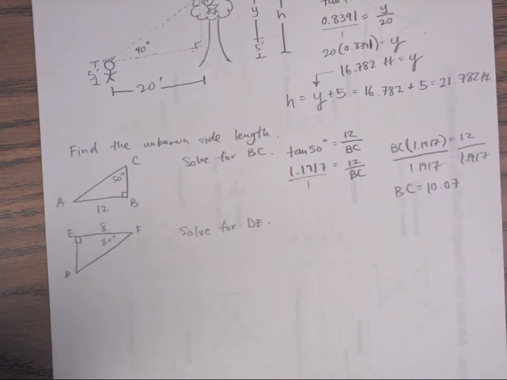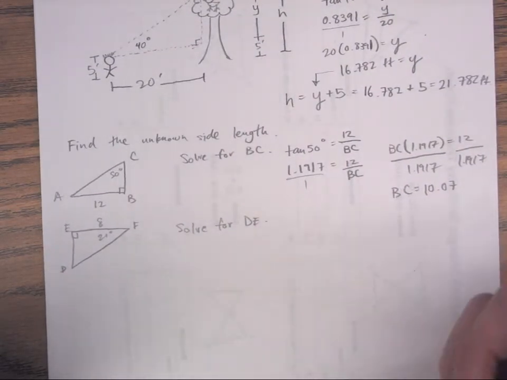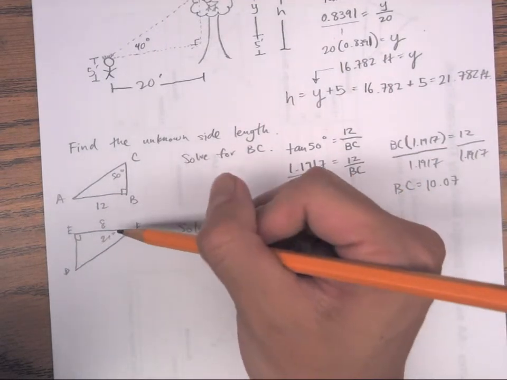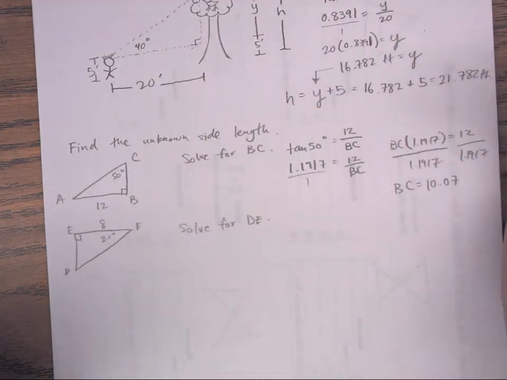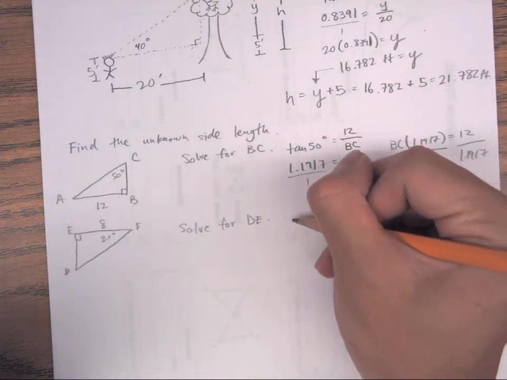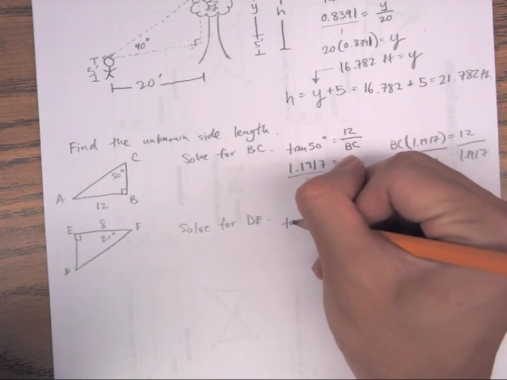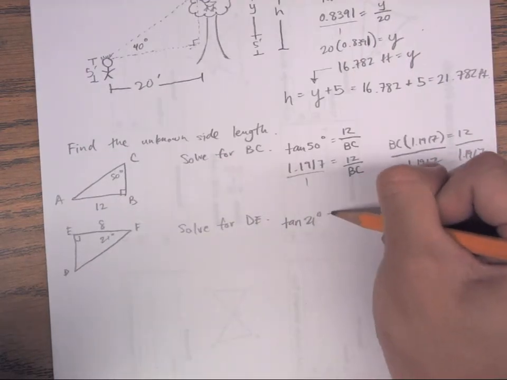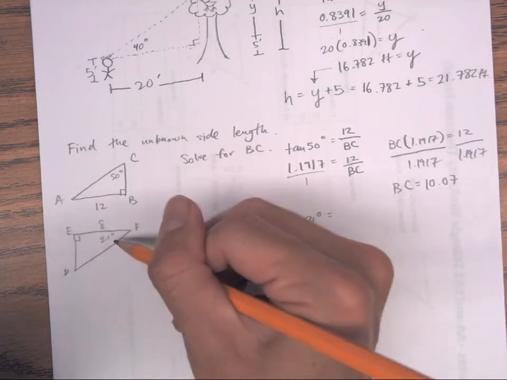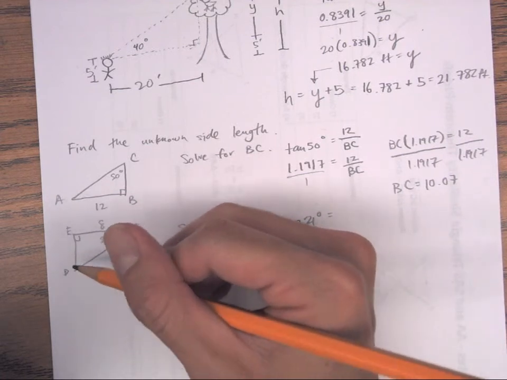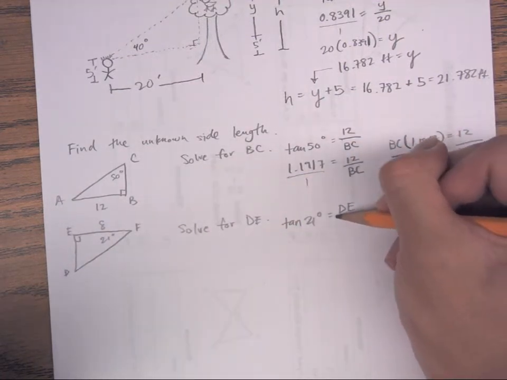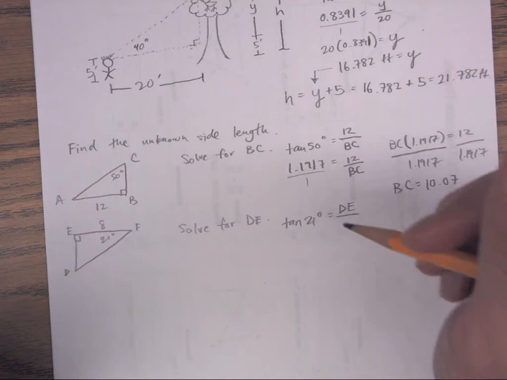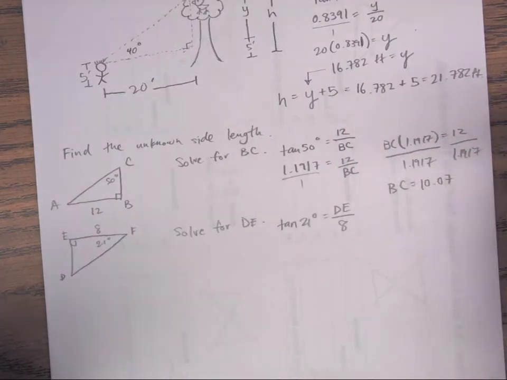Okay. So this next one, we want to solve for DE. So now if we want to solve for DE, we want to use this 21-degree reference. Okay. So let's say we wanted to solve for DE. So now what we do is the tangent of 21 degrees is going to equal the side that is opposite of the 21-degree angle. So that's going to be side DE, which is what we don't know. And we divide that by the adjacent side, the side that is next to the 21-degree angle. So this is going to be EF, or 8.